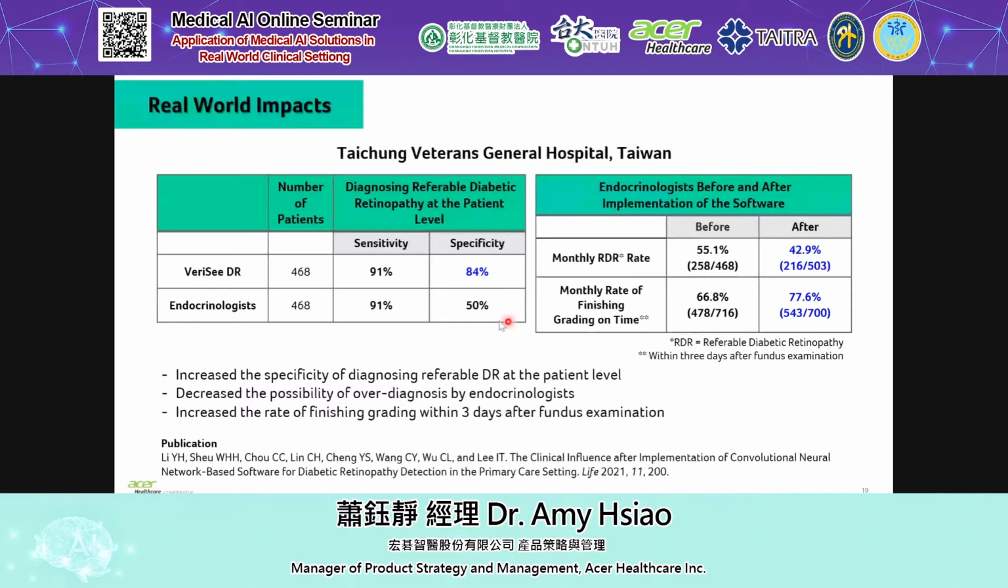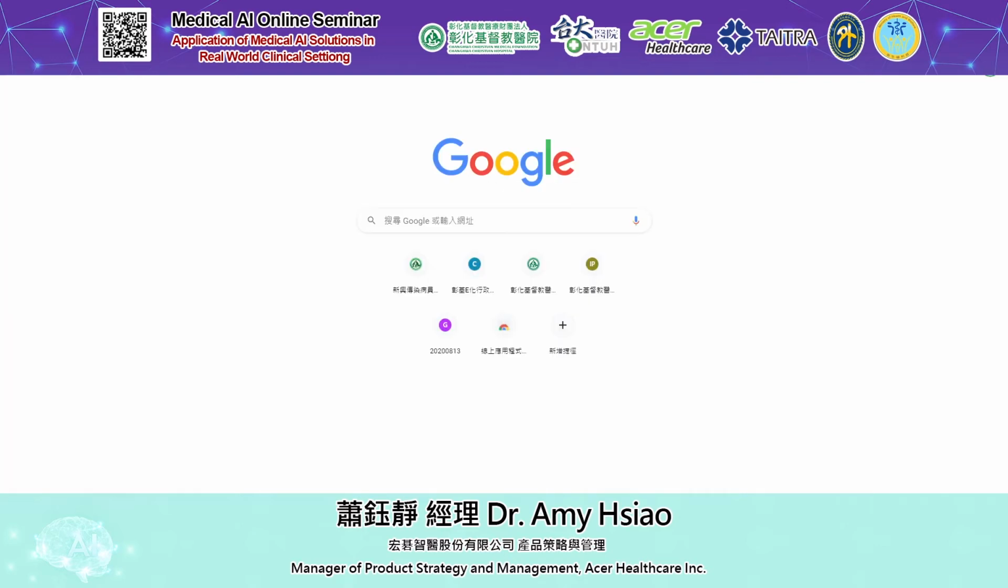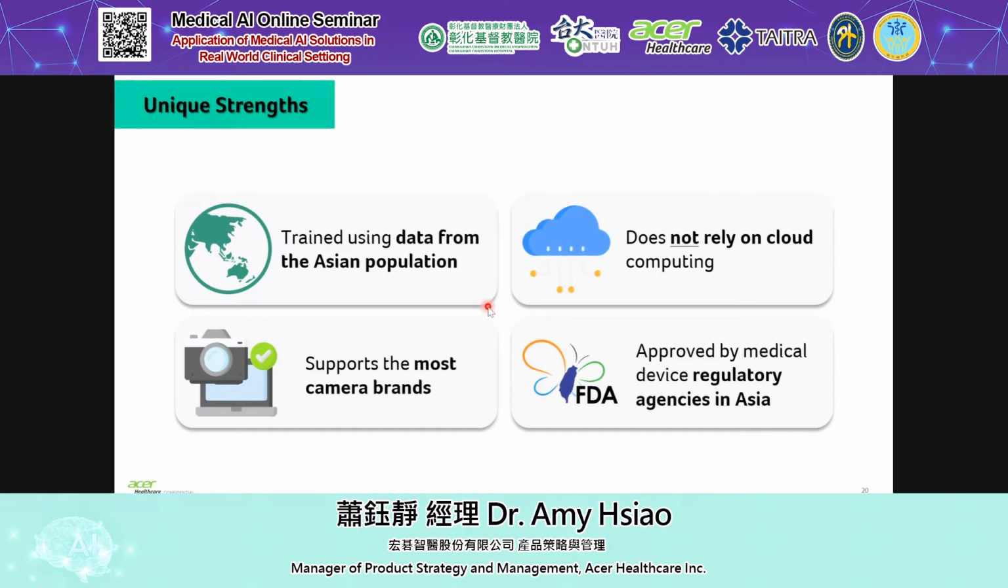And the results have been published in the journal Life earlier this year. Some of VeriSee DR's unique strengths are that the AI model is trained using data from the Asian population, and it does not rely on cloud computing, so no internet is required, which makes VeriSee DR an excellent choice when you need to comply with government regulations or when you want to use it in remote areas where internet is not stable. We also support most camera brands, and VeriSee DR has obtained regulatory approval from Taiwan and Thailand already, and we're actively working on other countries too.